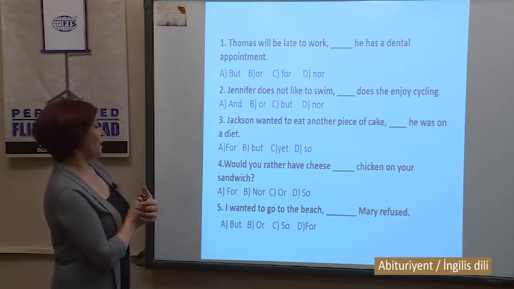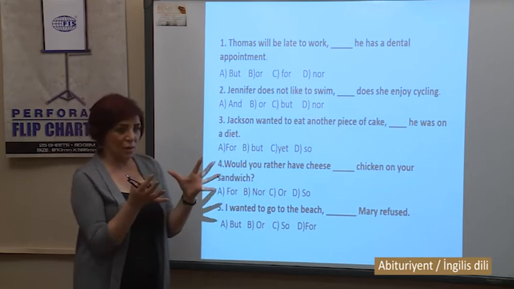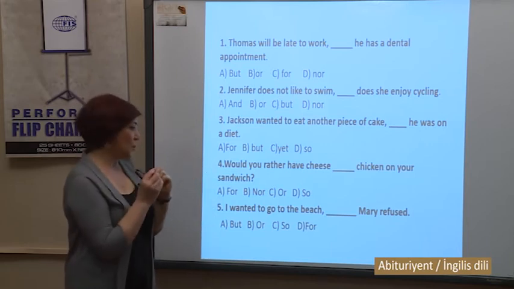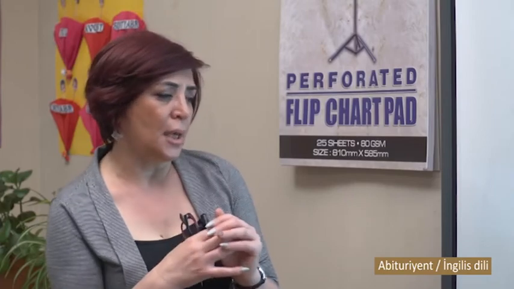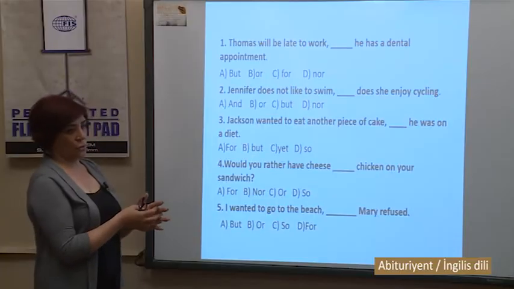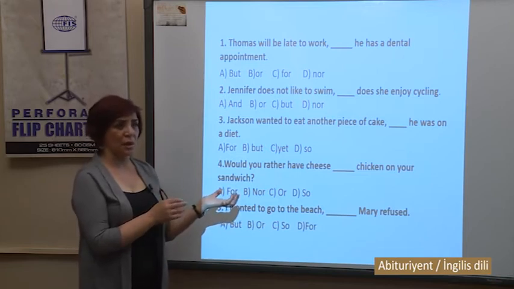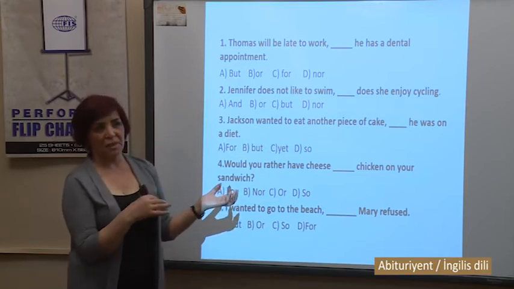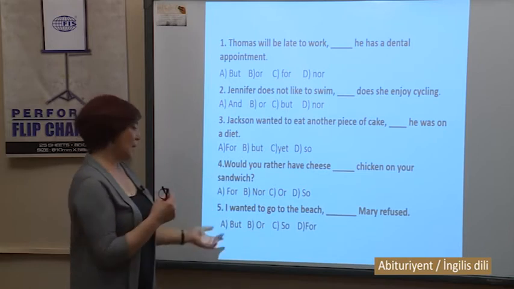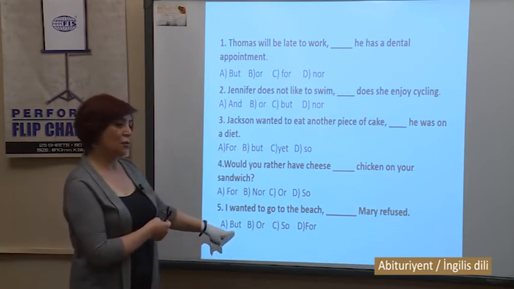Number 4, would you rather have cheese? This is choice. If it is choice, we put which one? Yes, you're right. We use or chicken on your sandwich. I wanted to go to the beach. Mary refused. So again, contrast. Someone wants to do something, the other one doesn't want to do it. And our coordinating conjunction will be but.